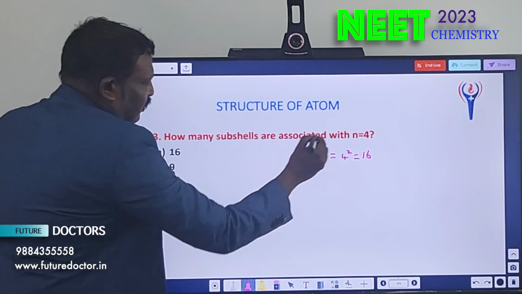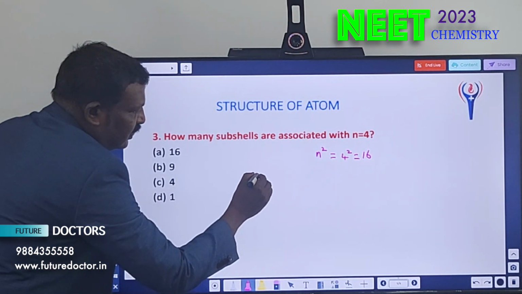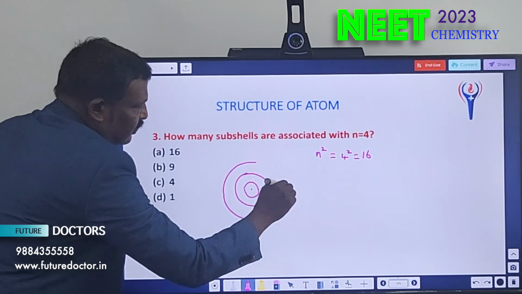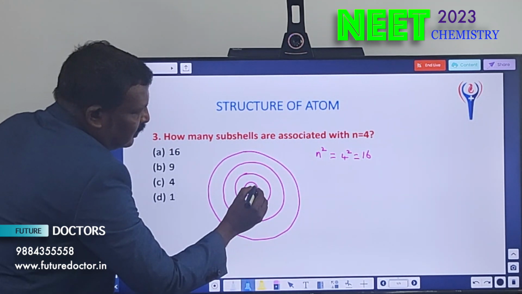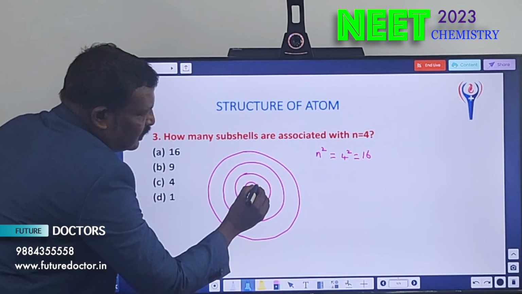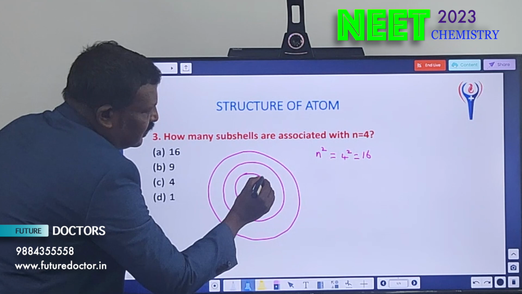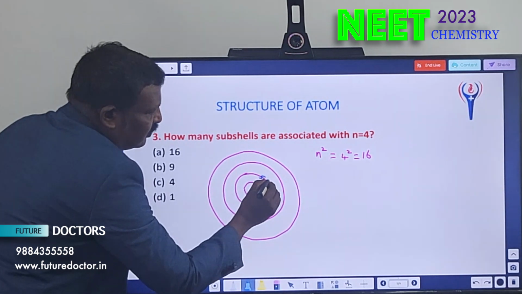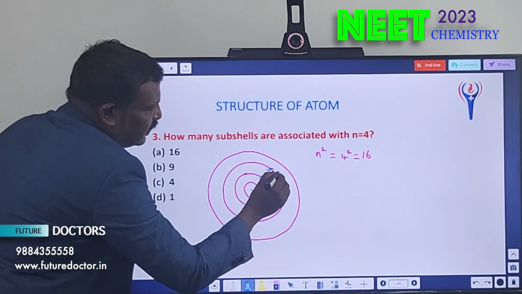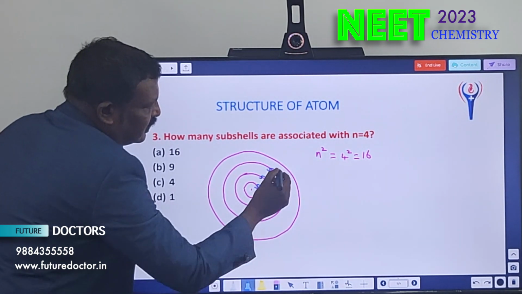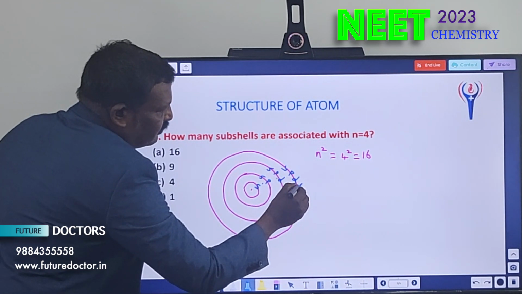Or we can say, n equal to 4 means what? It's a nucleus, K shell, L shell, and so on. N equal to 1, what orbitals are present? Here only the s orbital is present. Understood? For n equal to 2, s and p orbitals are present. For n equal to 3, s orbital as well as p orbital as well as d orbital is present. For the last one, s orbital, p orbital, d orbital as well as f orbital is also present.